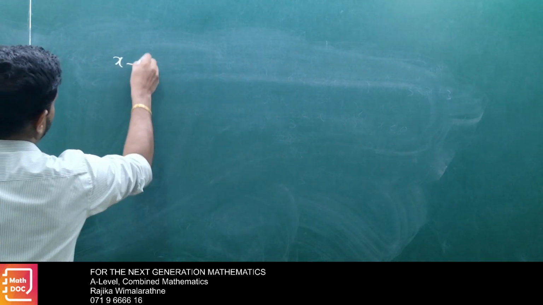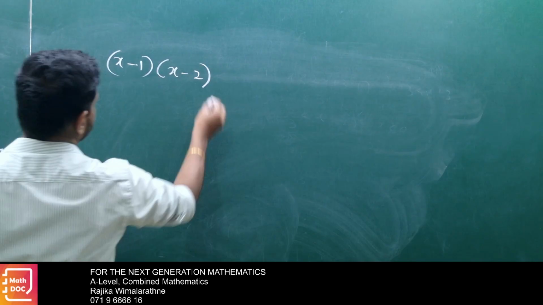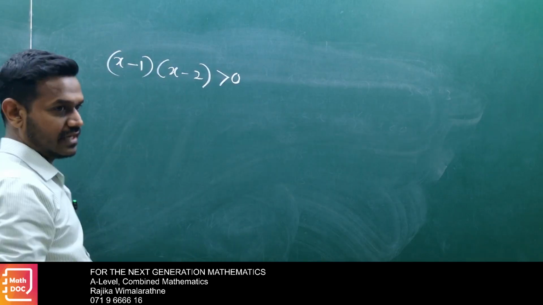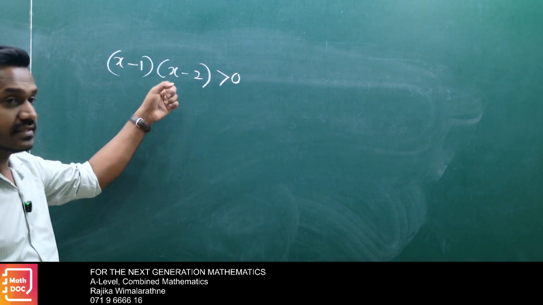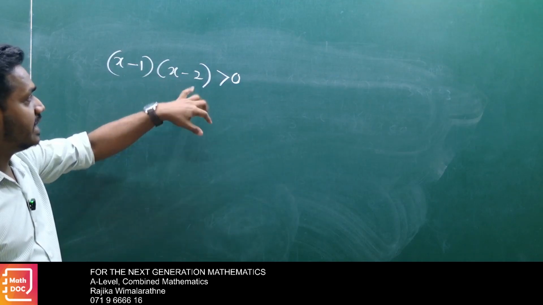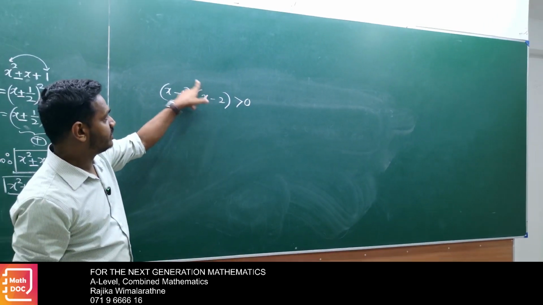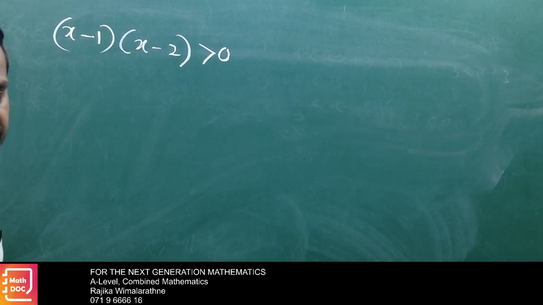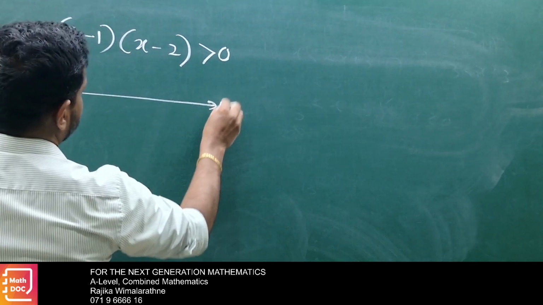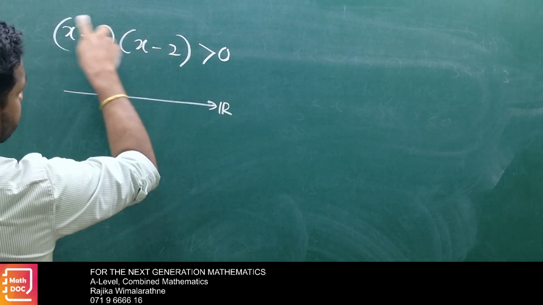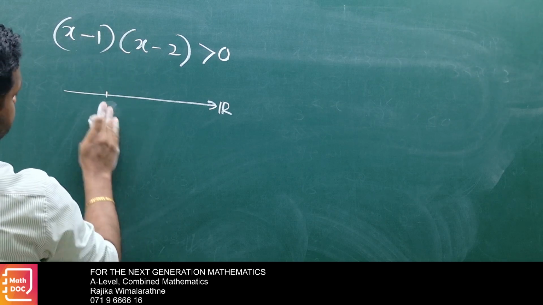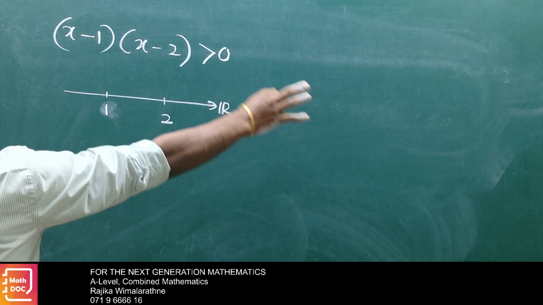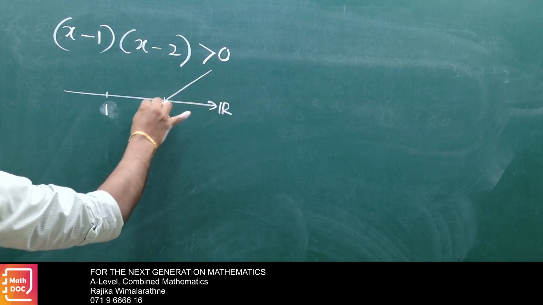Consider x minus 1 times x minus 2 greater than 0. Here is a quadratic type inequality. The first two steps have been done: all terms on one side, factorized. Here x square is the leading term, and it is positive. Then, let's see how to evaluate it. Here is the real number line. There are two zeros here: for this factor we have 1, for this factor we have 2. Then from the right-hand upper corner, you start sketching a graph like this.